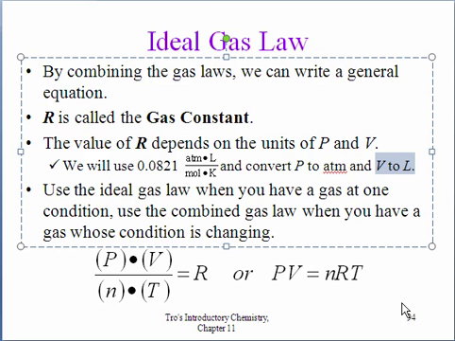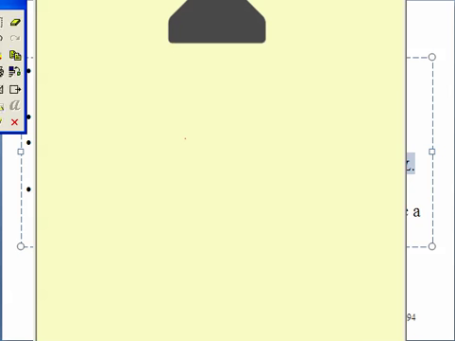Okay, so how are we actually going to use the ideal gas law to solve for anything? Well, let's take a look. Here is our equation, PV equals nRT. Now notice, unlike our other gas laws, we're not looking at an initial and final condition. We're looking at the pressure, volume, number of moles, and temperature for one particular sample of gas. So a typical problem would have you solve for one of the four variables.